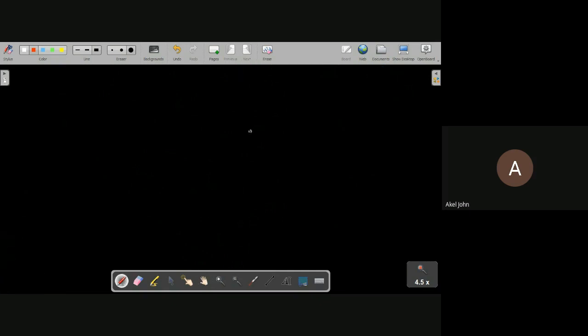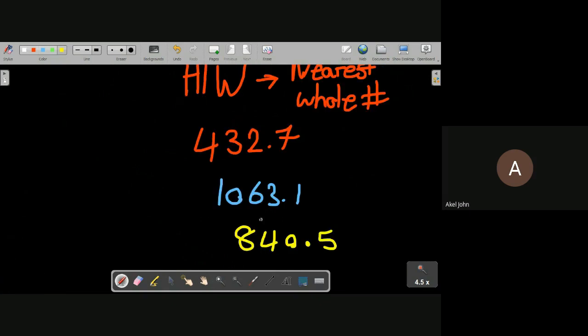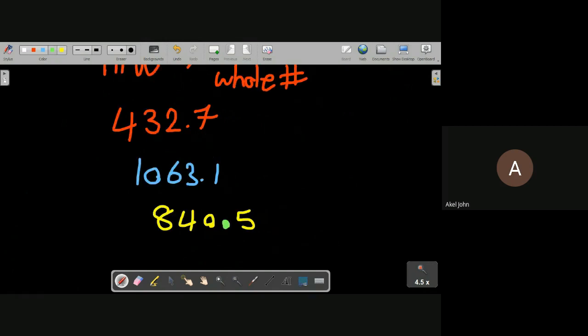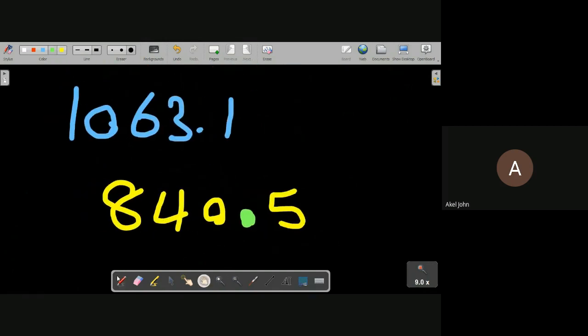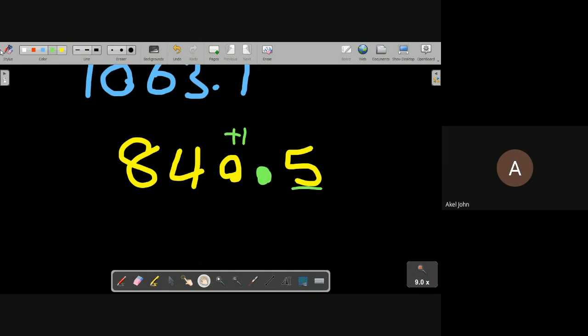One more example for the road. I would have located my decimal point right here. Let's see, this is 5. I need to add 1 to the left. So that's going to be 841. Round to the next whole number.